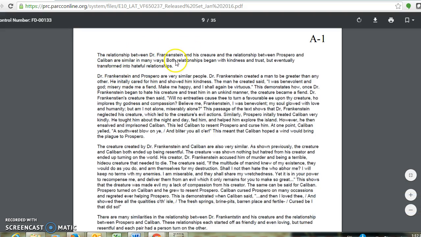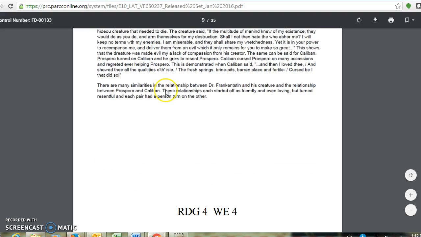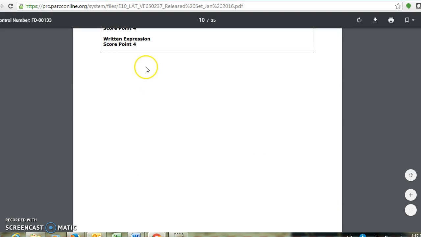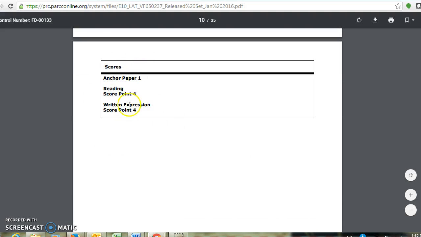I just want to show you that this introduction is exactly what I just said. The relationship between Dr. Frankenstein and his creature and the relationship between Prospero and Caliban are similar in many ways. Both relationships began with kindness and trust, but eventually transformed into hateful relationships. That's the entire introduction, and this essay got full points. So it got 4 on the reading, it got 4 on the written expression, full points.